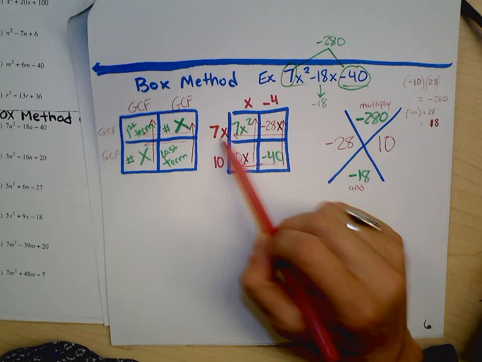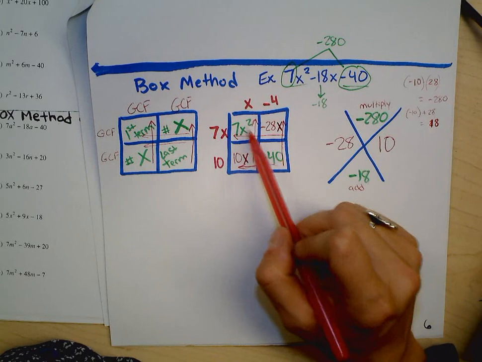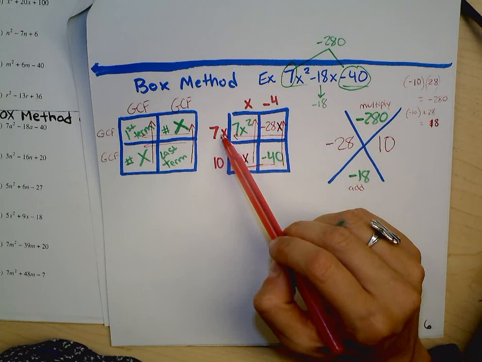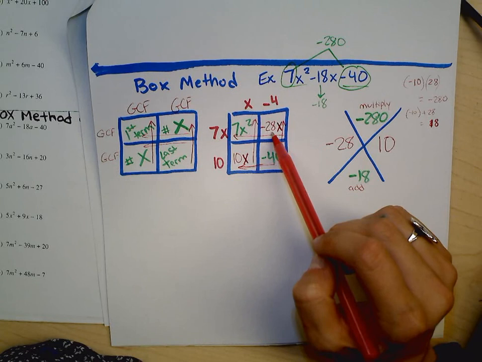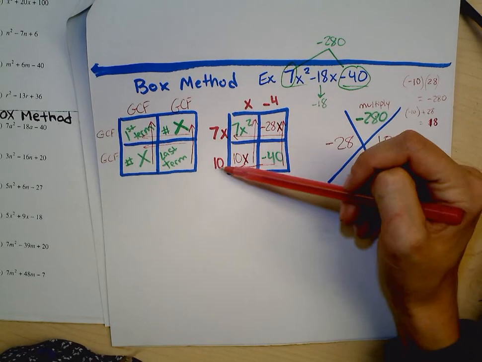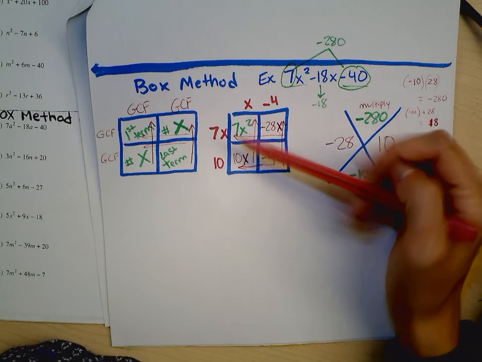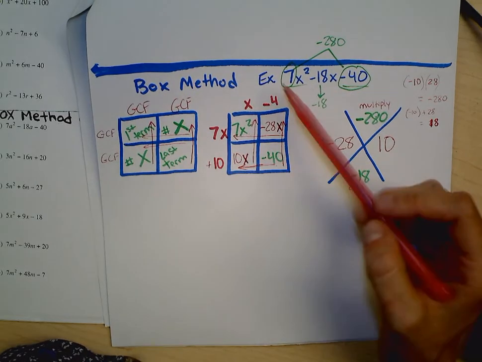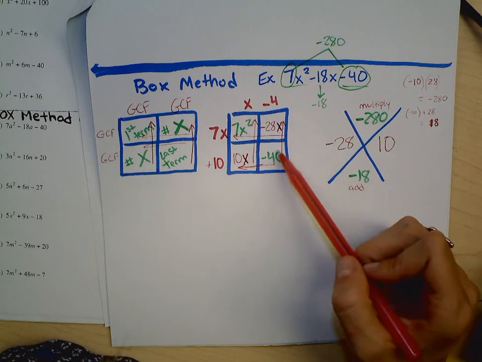7x times x gives us 7x squared. So that means we're good to go. Both of these should be positive because that's a 7x squared. Now let's check this. 7x times negative 4 gives us negative 28x. Okay, we're good to go. We did that right. That should be a negative. Now let's look at here. 10 times x, that gives me 10x. Okay, so this definitely should be a positive 10 because that's a positive 10x. Now let's double check our last box here. 10 times negative 4. Yep, that gives me negative 40.